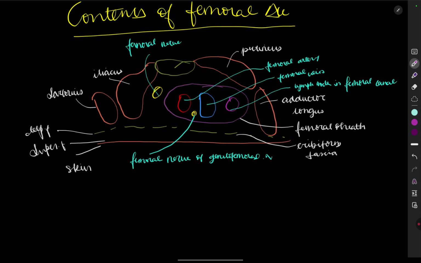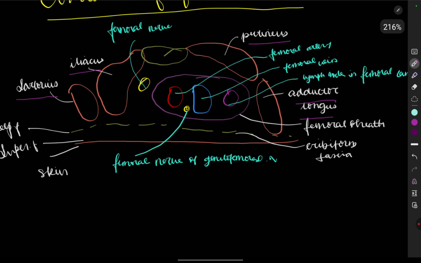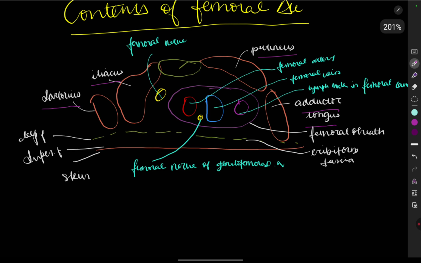So see here, this is the transverse section. The orange or brown circles, the shapes that are there, are the muscles. This is the sartorius muscle, the iliacus muscle, the pectineus muscle, and the adductor longus muscle, as we had studied, in the floor muscles of it.